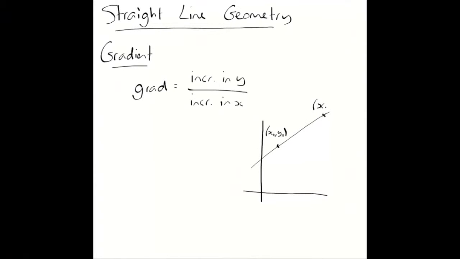Positive gradients go up, negative gradients go down. How we're going to work this out is we're going to look at two generic points, so we'll call them x1, y1, x2, y2. We're going to look at how much it's gone up in the y by calculating y2 minus y1. Similarly with the x, we can calculate it by x2 minus x1. So our formula for the gradient is m equals y2 minus y1 over x2 minus x1. We use the letter m for gradient.